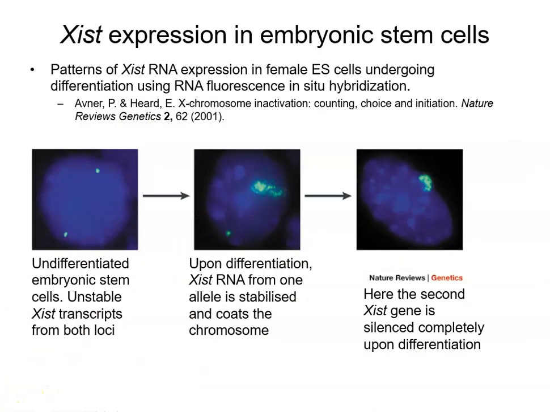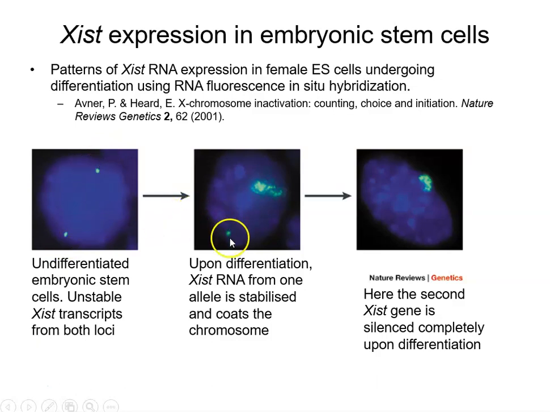And this is illustrated here. This is a slide using a fluorescent probe to detect the Xist transcript in an undifferentiated embryonic stem cell. So remember, embryonic stem cells are cells that can differentiate into any cell type. And here we have got two fluorescent regions which represent regions where the Xist RNA is binding. And so this represents the two X chromosomes in this undifferentiated cell. Now both of these X chromosomes will be active at this point.